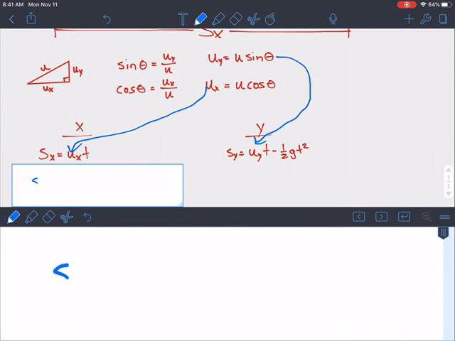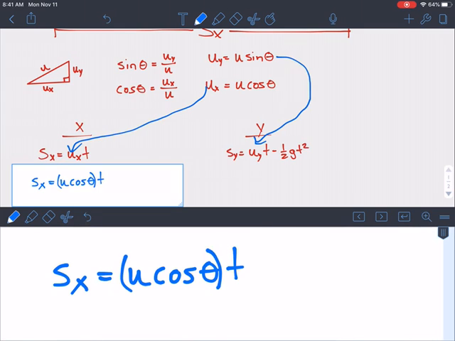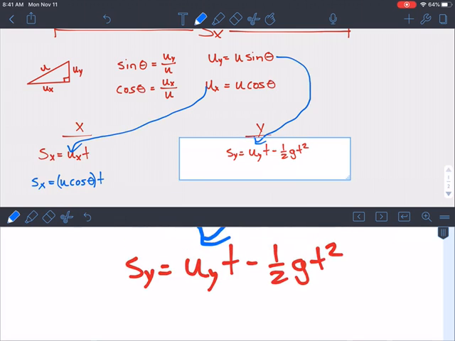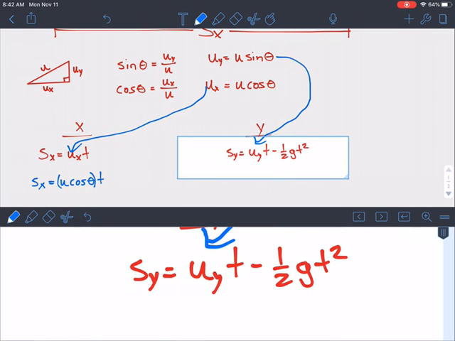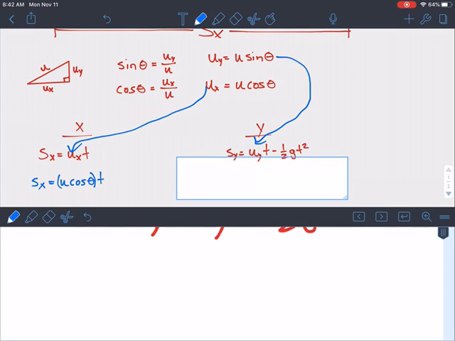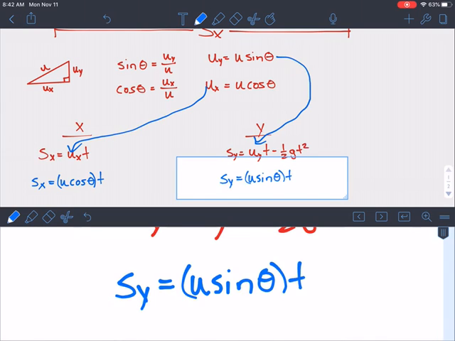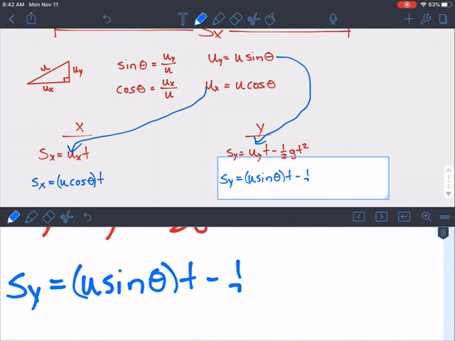So we would have Sx equals, and now instead of ux, we have u cosine theta, and then t. Then in the y direction, instead of having uy, now we would have u sine theta. And we have, so displacement in the y equals, instead of uy, we have u sine theta times t, and then minus 1/2 gt squared.